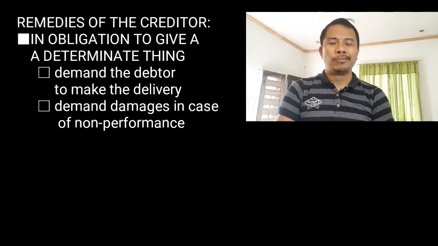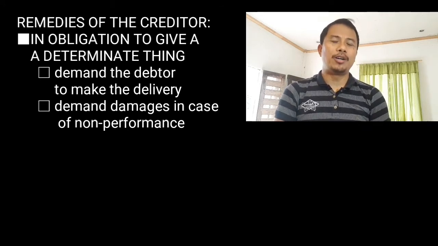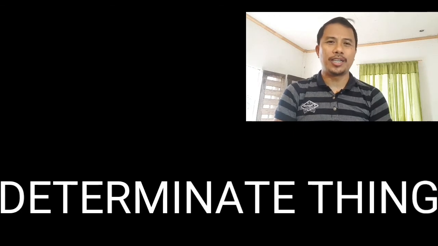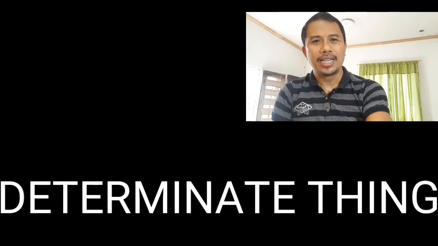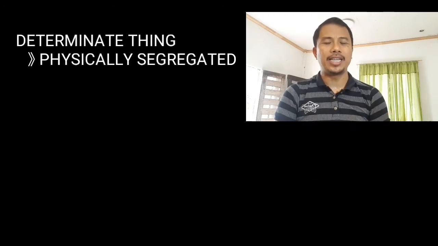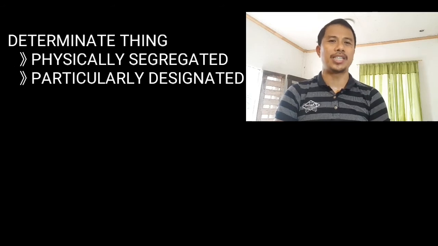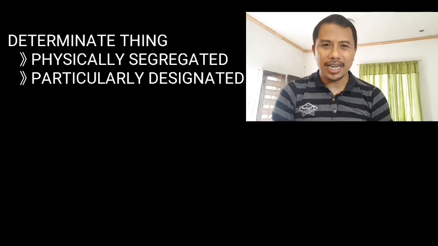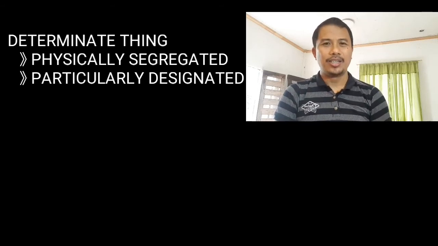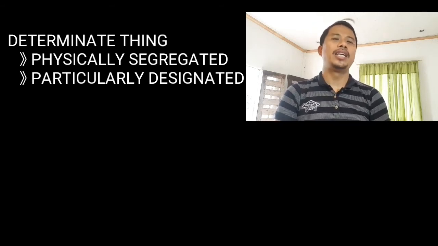Okay. So, if the obligation is to deliver a determinate thing, when we talk about determinate thing, it is a thing that is physically segregated or particularly designated from the rest of its class. So let's say, for example, I promise to deliver my only car. In case I cannot deliver my only car, I cannot deliver any other car, okay, to the creditor.